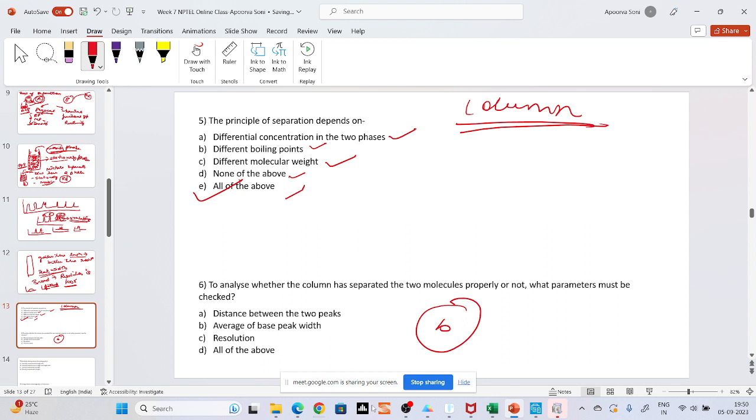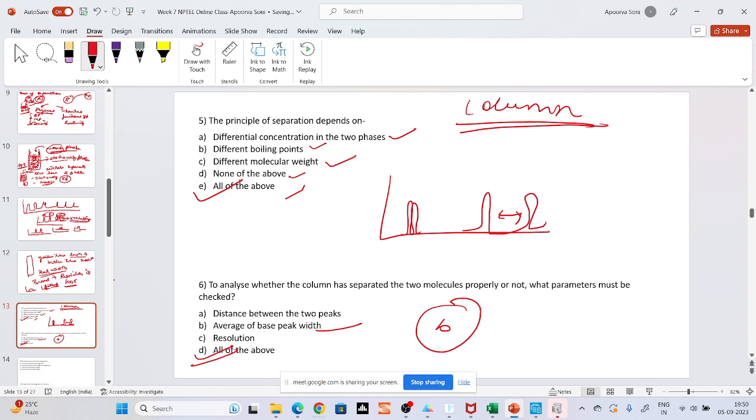So the answer B is correct, but here it should be all of the above. Why, I tell you? Because you have to see whether the column has separated the two molecules properly or not. So you have to see the distance between the two peaks. Suppose these are the two peaks, like this. Greater the distance between the two peaks means that they are that much far away.